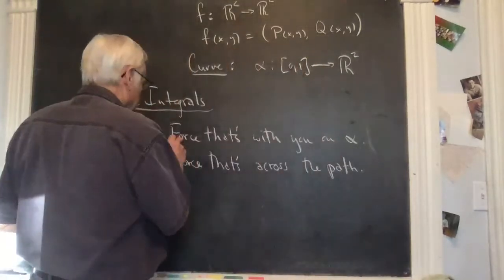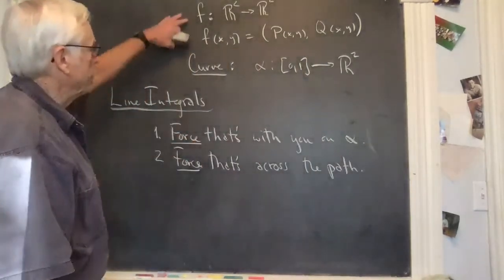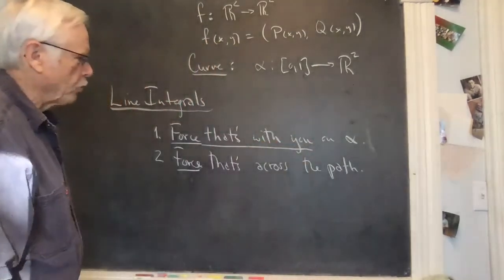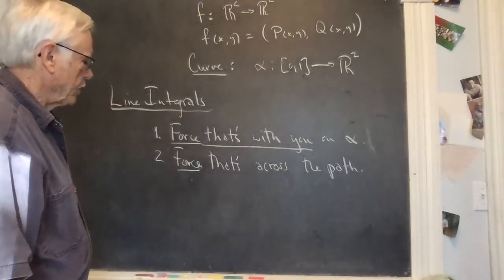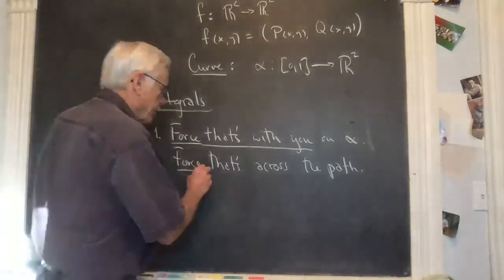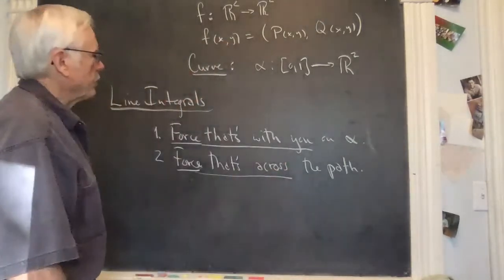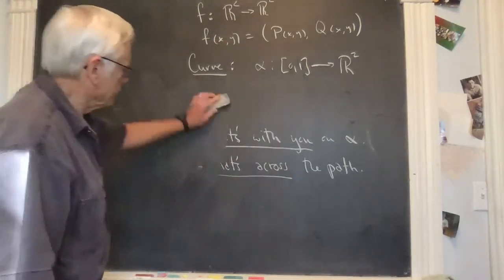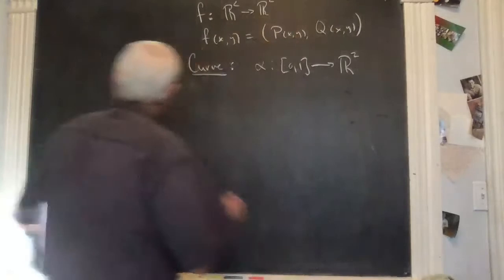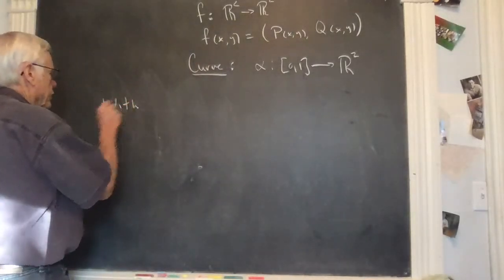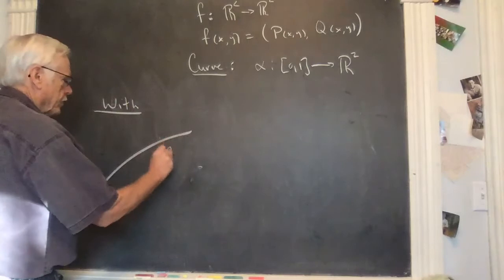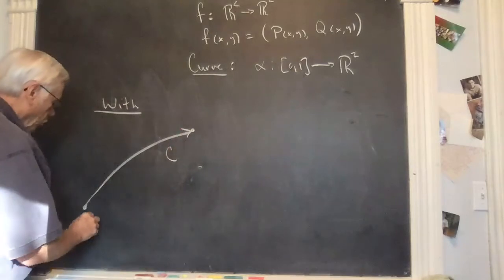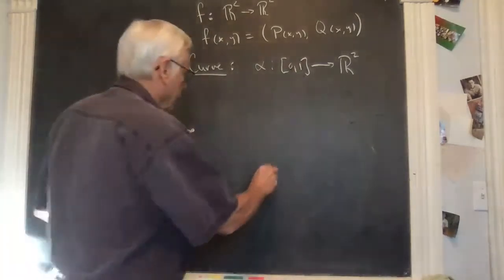Now, force is a vector, and that's given by this vector field. Force that's with you will just be a number because it will be force that's in a tangential direction. And the same thing, force that's across you. So now I'm going to draw a picture and we'll do some of this. Maybe over here we'll do width. Here's our curve C, and it's oriented by the 0, 1. So this is the beginning, this is the end.